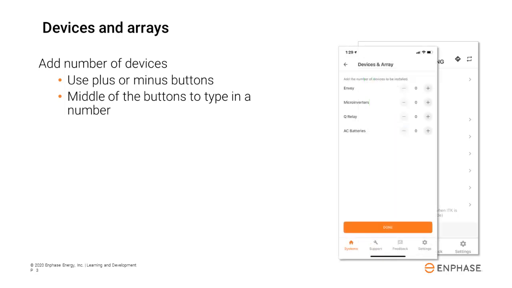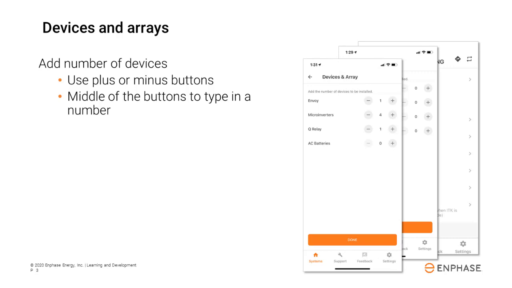To add the expected number of devices, use the plus and minus buttons to match the expected number of each device type. If your site has a large number of devices, tap on the number between the plus and minus buttons and type in the number.